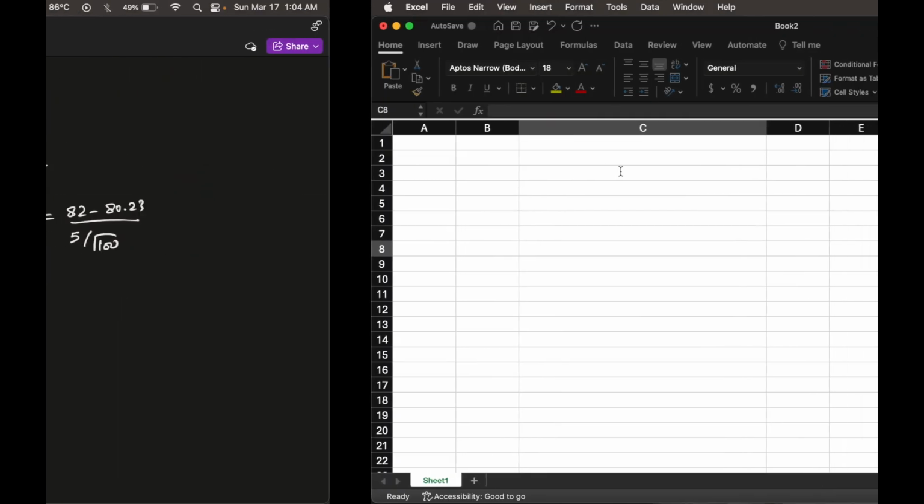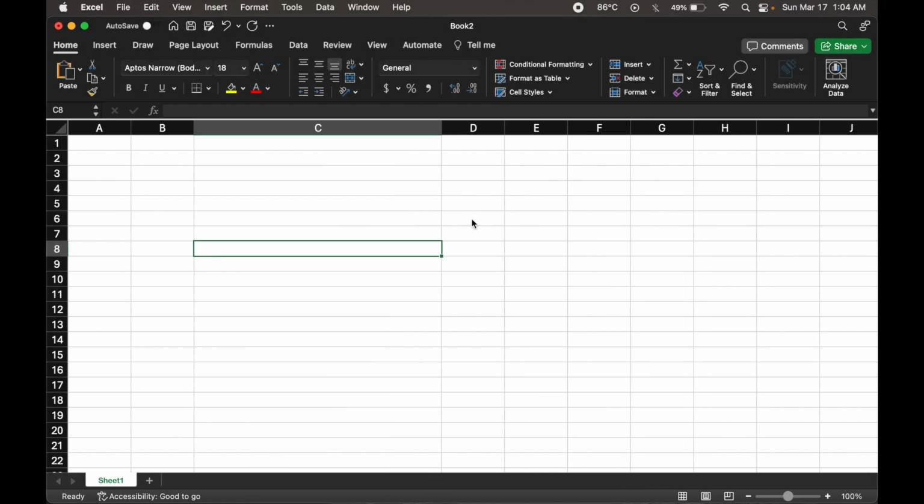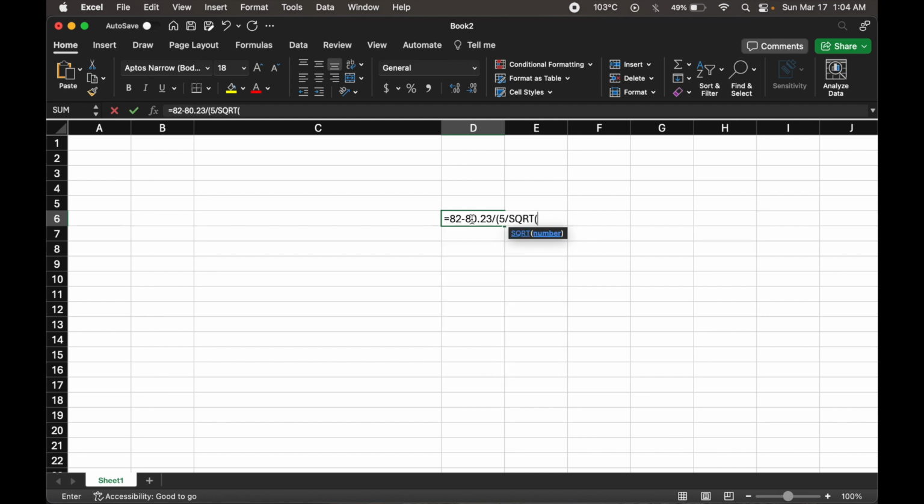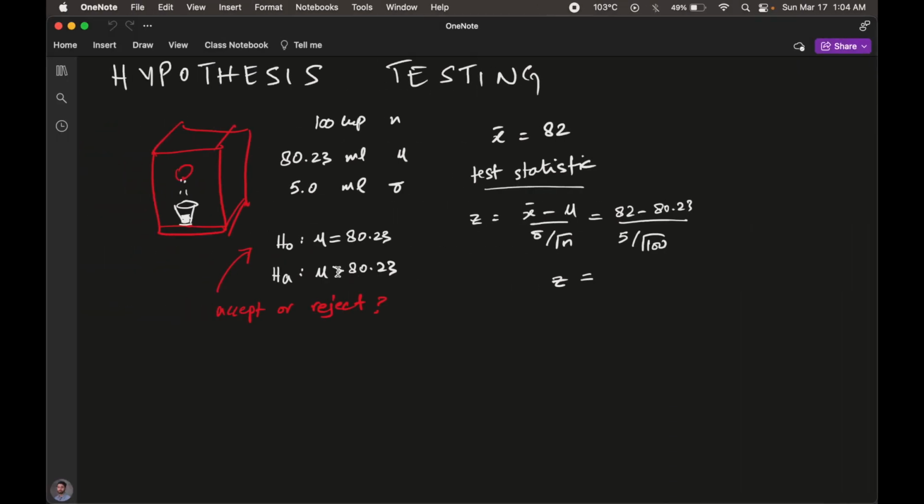Yes, let's calculate this right away on the fly. So it is 82 minus 80.23 divided by 5 over square root of 100. Let's fix the brackets here and here. This is what it looks like, and if we hit enter, we get 3.54. Okay, so we've got this test statistic z as 3.54. So we're 3.54 standard errors away on the normal curve.